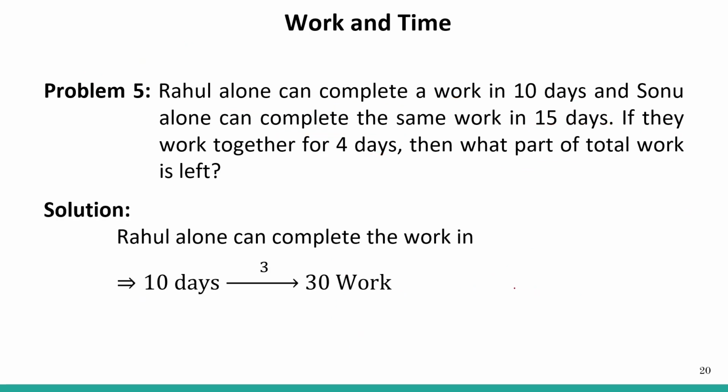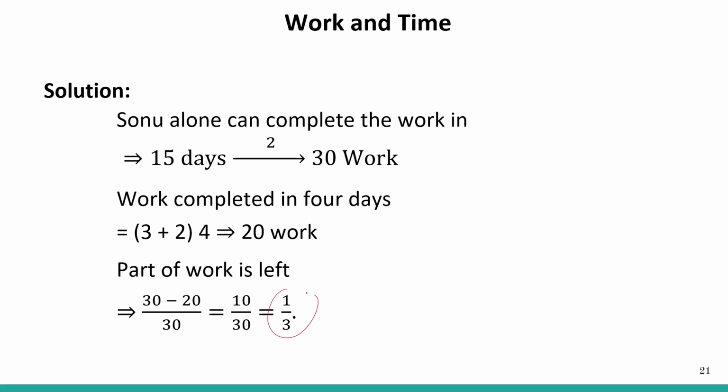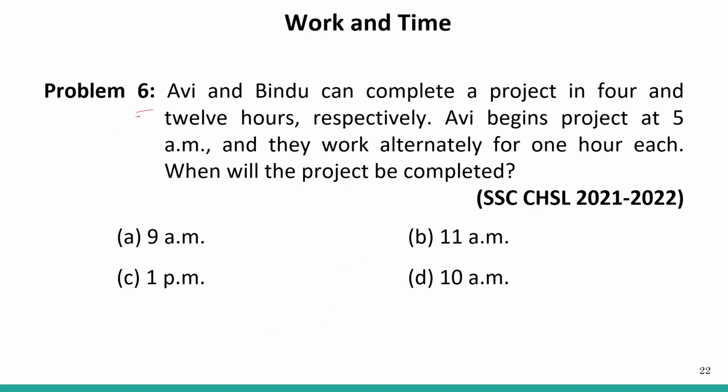So let's go forward with the solution. So Rahul alone can complete the work in 10 days, right? So this is how we'll arrive at 1 by 3. Part of work left is equal to 1 minus the amount of work done. That was 4 by 6. So it becomes 1 by 3. Okay. So let's see problem number 6.